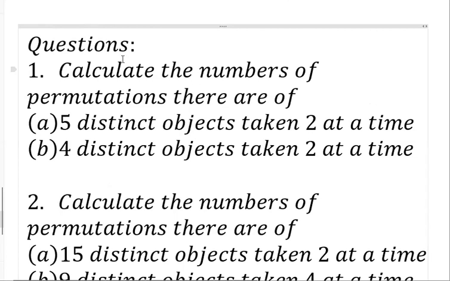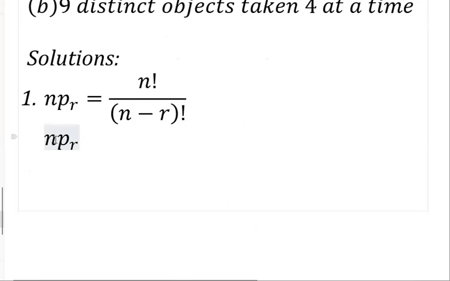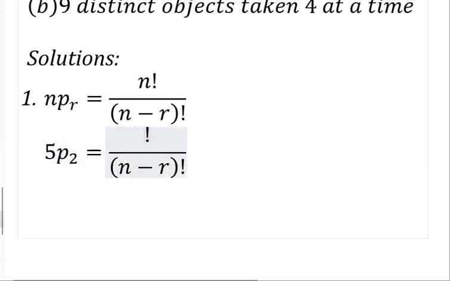We can now say the question says calculate the number of permutations there are of 5 distinct objects taking 2 at a time. By implication, it is very key, we understand that this means 5 permutation 2. So we know our n and we know our r. Our n is 5 and our r is 2.